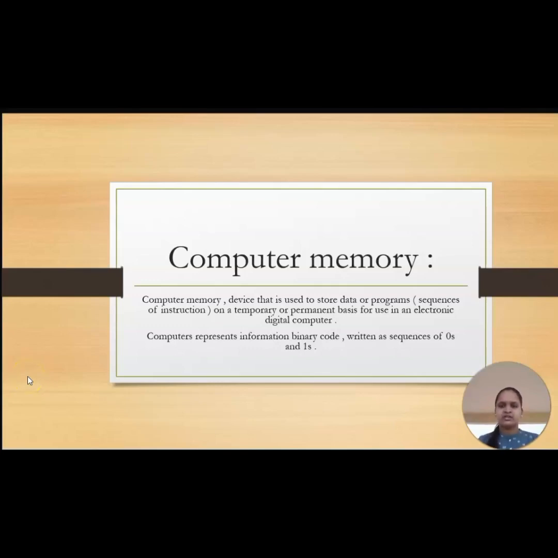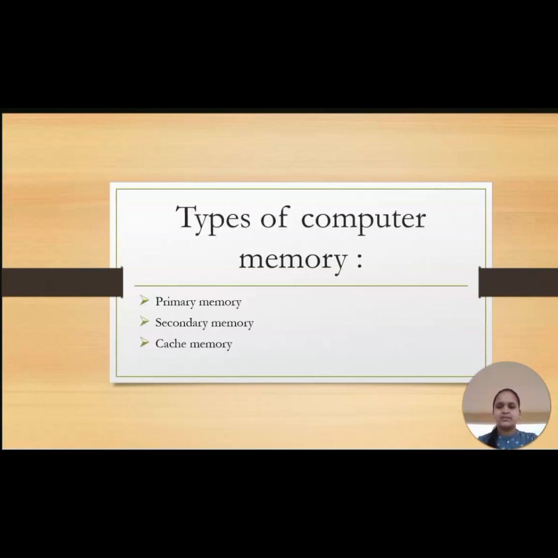Today I am going to discuss the concept of computer memory and the types of computer memory. Computer memory is considered a device that stores information or instructions, permanently or temporarily, in an electronic digital computer. The computer represents binary code written as a sequence of 0s and 1s. The types of computer memory are primary memory, secondary memory and cache memory.